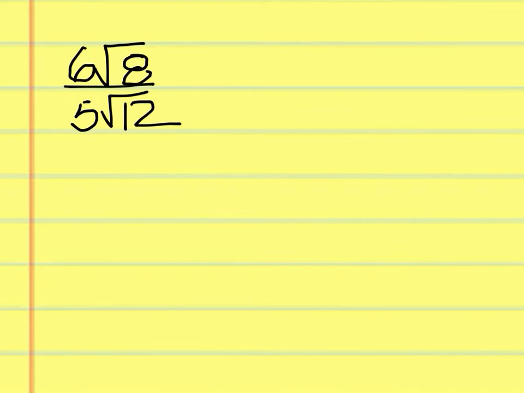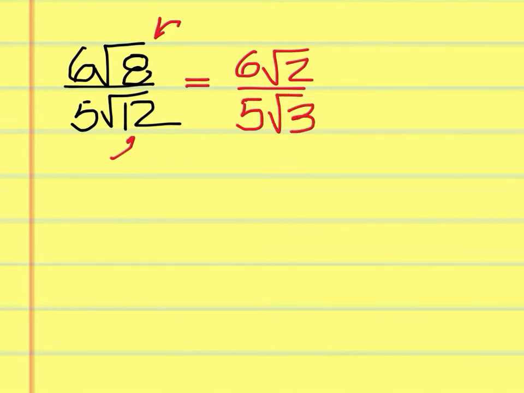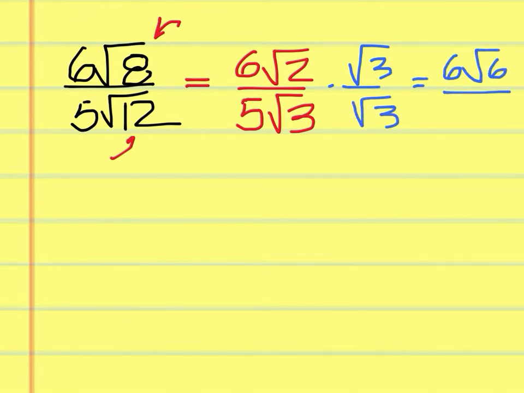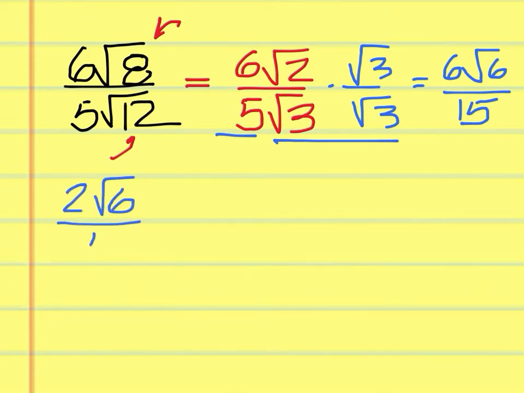On this problem, you have a couple of options. The main way to do this is to reduce this and this first. And you can cut them down by 4. So 6 square root of 2 over 5 square root of 3. Then multiply the top and the bottom by the square root of 3 to get 6 square root of 6. And on the bottom you'll have 5 times 3, which is 15. But you have to reduce this. 6 over 15 can be reduced because 3 goes into both. 3 into 6 twice, and into 15 5 times.